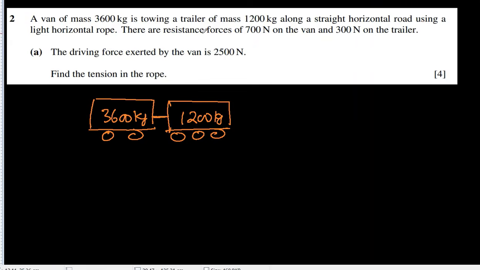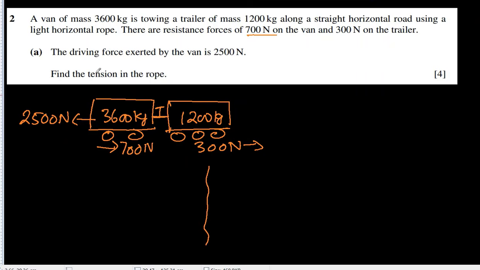There are resistances of 700 Newtons on the van and 300 Newtons on the trailer. The driving force exerted by the van's engine is 2500 Newtons. Find the tension in the rope. Since tension is involved, we have to break this whole system into two parts. I will focus first only on the van, including tension.